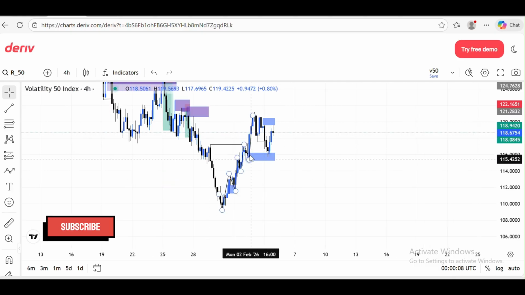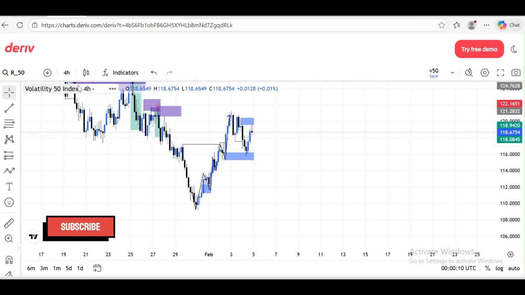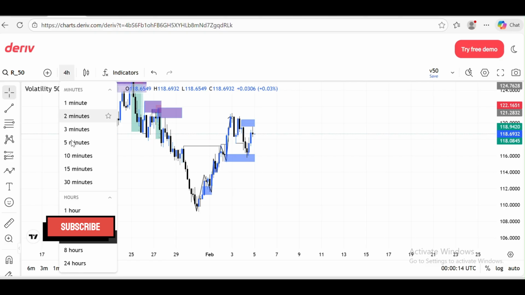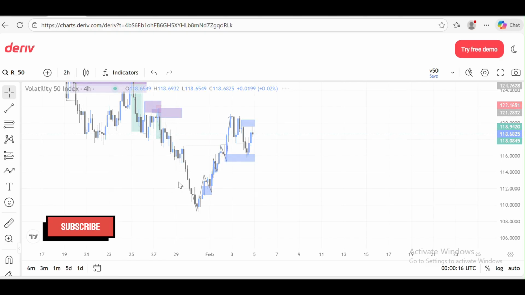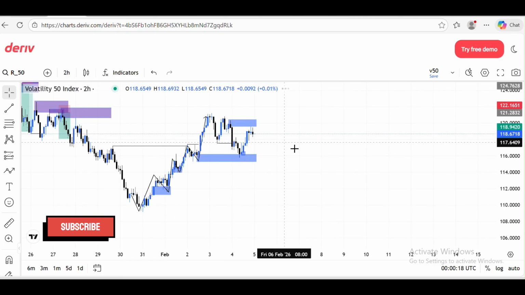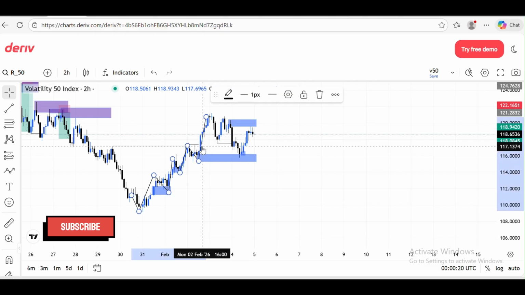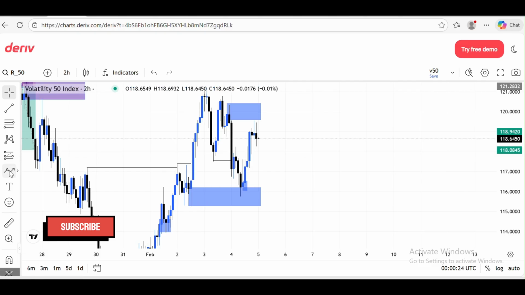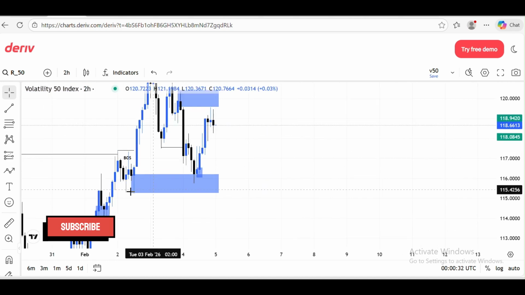Now we saw a very significant zone here, and this is actually showing us how we took this particular trade. So now if we go down to our 2 hours time frame, we saw that there is a break of structure here. There's a break of structure, break of structure. So this break of structure to the upside was caused by this particular zone, the 2 hours zone.